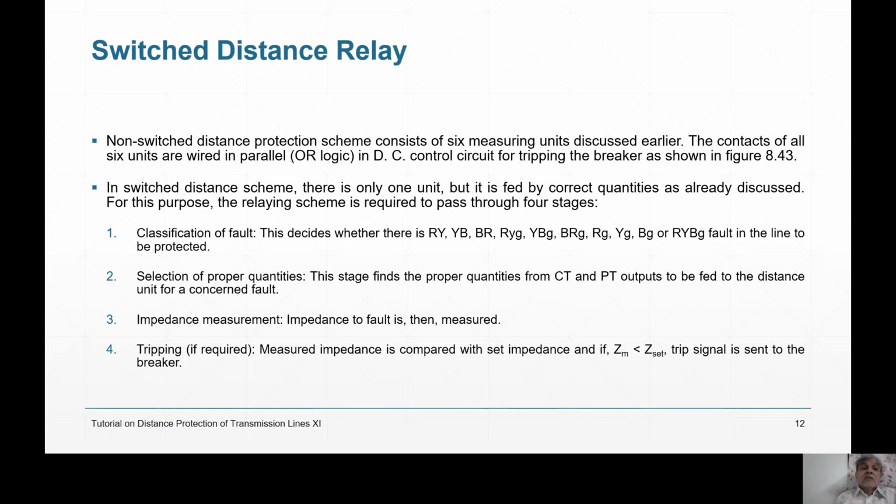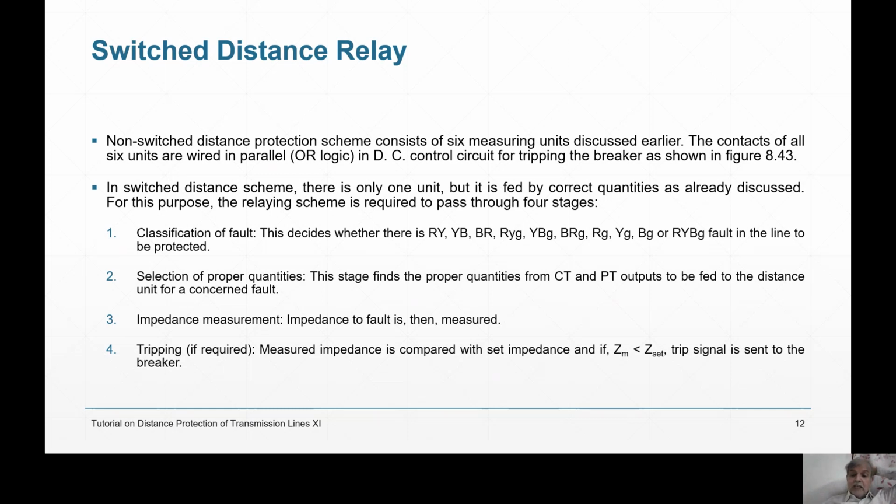After dividing VRY by IR minus IY, you have to measure the impedance Z using this. And if this measured impedance is less than the set impedance, then the final tripping signal is to be issued. These 4 steps are required to be done. In earlier days, people did not use switched distance relays because to pass through all these 4 procedures was very time consuming.